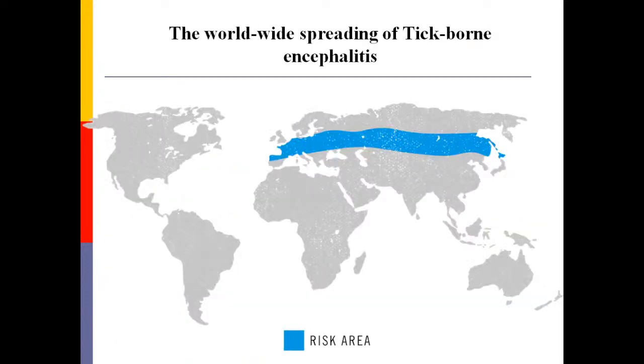In this map, you can see worldwide spreading of tick-borne encephalitis. The risk area of tick-borne encephalitis is like a belt. You can see, like a belt. These are all countries, mostly forest countries where there are forests where ticks live.